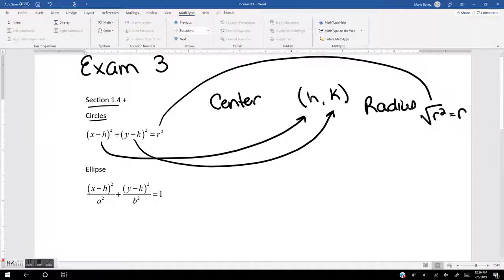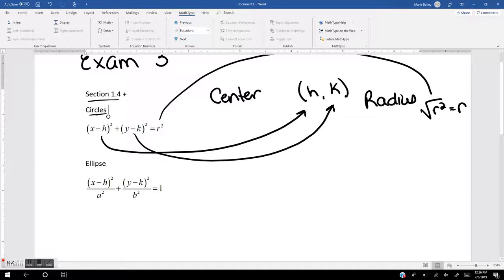Now, as we discussed in class, a circle is just a special form of an ellipse. As you recall, the form for the equation of an ellipse is (x minus h) squared over a squared plus (y minus k) squared over b squared equals 1. Remember, the a and the b give you the length of your major and minor axis.